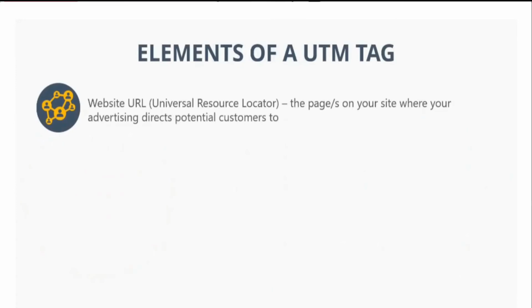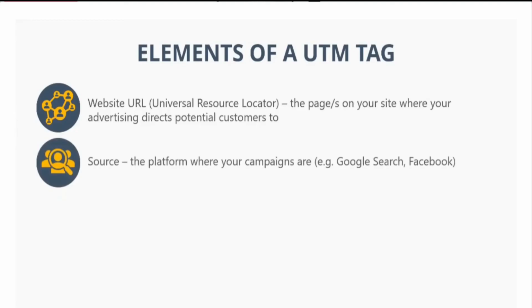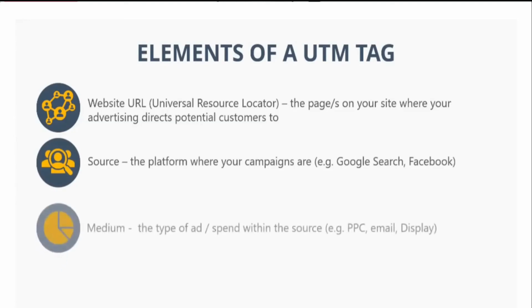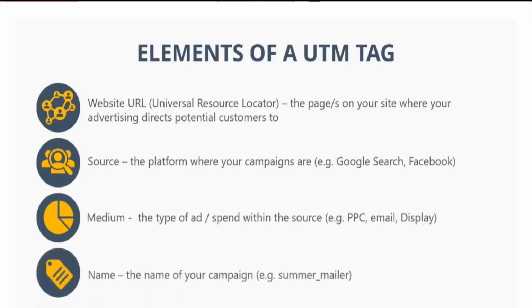So there are several elements of a UTM tag. We first have the website URL, which makes sense. URL stands for the Universal Resource Locator, and this is the page or the pages on your site where your advertising directs potential customers to. Then there is the source, which is the platform where your campaigns are, for example, Google Search or Facebook. The medium, which is referring to the type of ad or spend within the source, for example, PPC or email or display. And then name, which is the name of your campaign, for example, summer mailer.